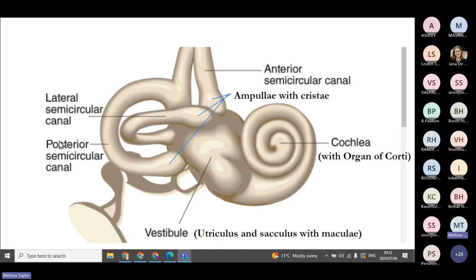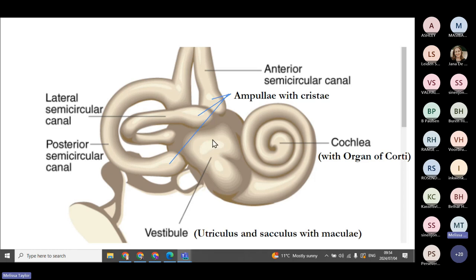Then in the semicircular canals, this is the part that is all about balance and equilibrium. You've got two different parts to this whole area. You've got the ampulla, which have the crista in them, and the crista is for the positioning of the head, the speed and movement of the head, the direction of the head, and the macula is for the position of the head in relation to gravity.